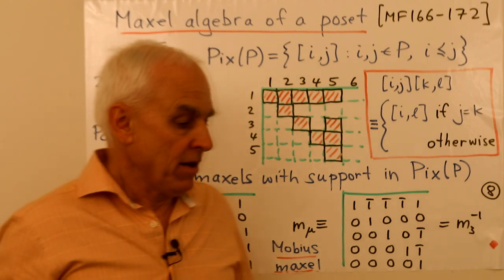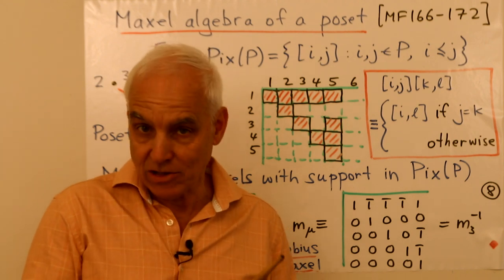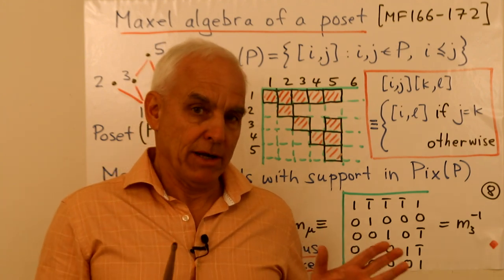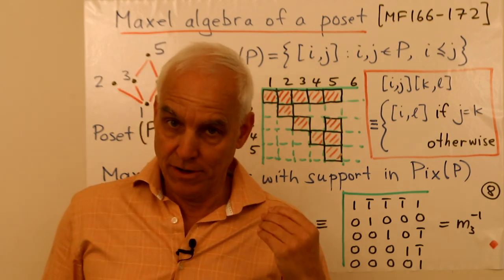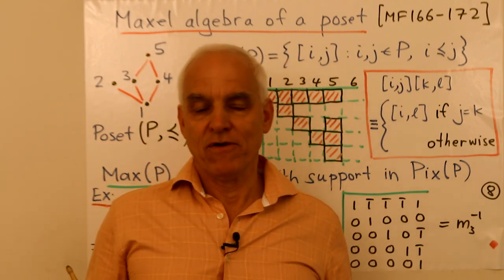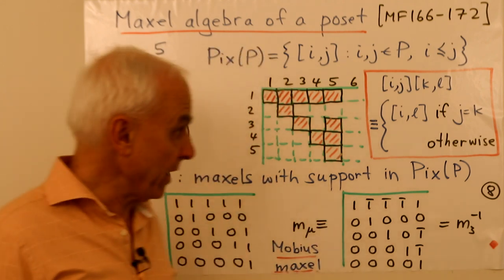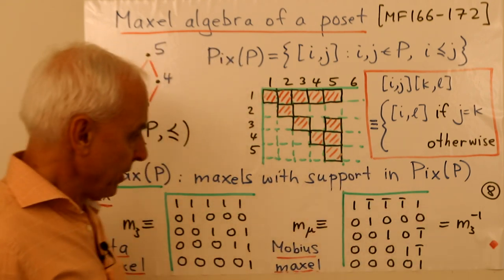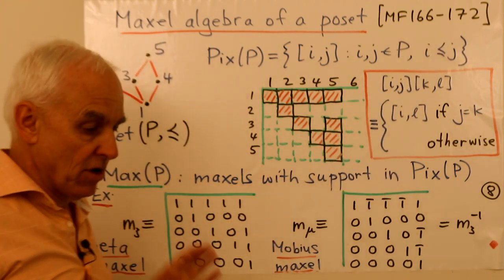And I want to advocate that probably the most optimal way of thinking about this, sometimes called incidence algebras of partially ordered sets in the combinatorics literature, is to employ the maxel approach to linear algebra that I framed in earlier videos in the Math Foundations series. That turns out to be optimally suited for understanding what's going on here in a very direct and conceptual combinatorial way. So I'm going to very quickly go over that. It's not meant to be comprehensive. So you can have a look at the Math Foundations series 166 to 172 that talks about maxels and vexels there.